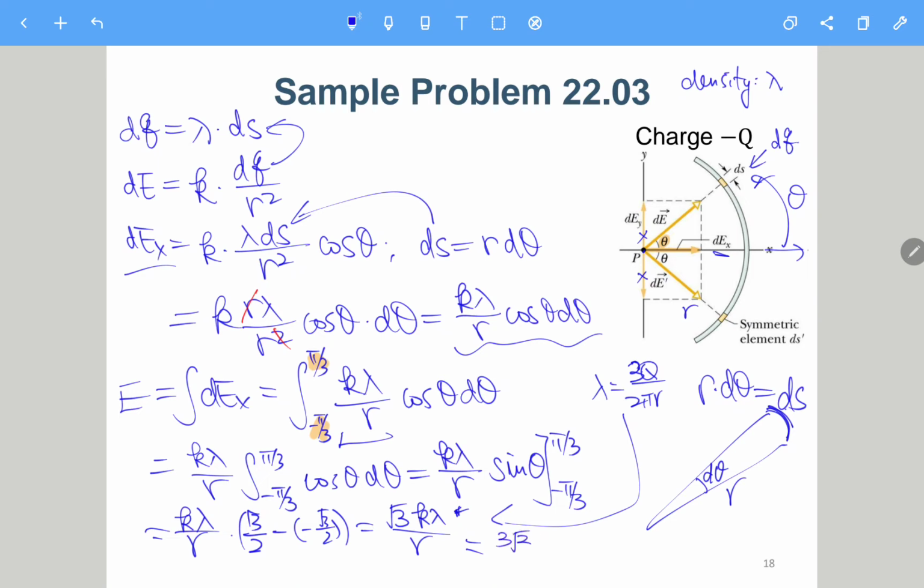So we finally get 3 times square root of 3 kq over 2 pi r squared, like this. Is it? Yeah, this is the case.